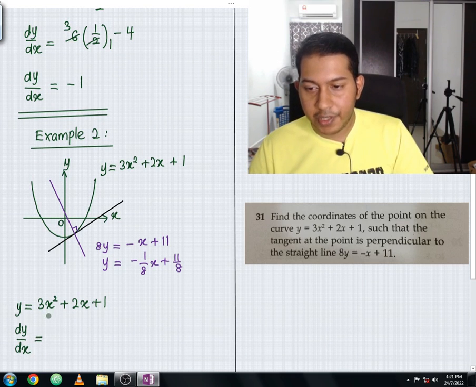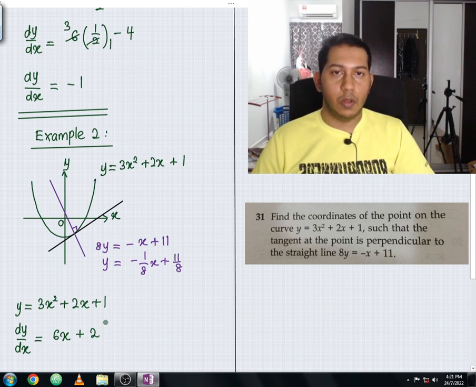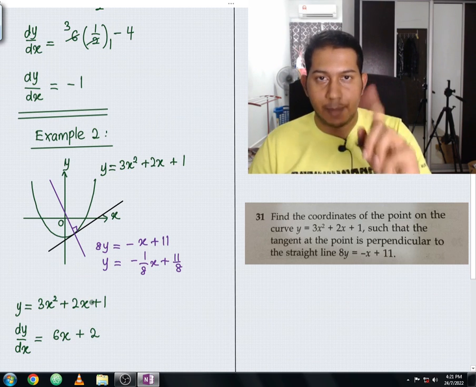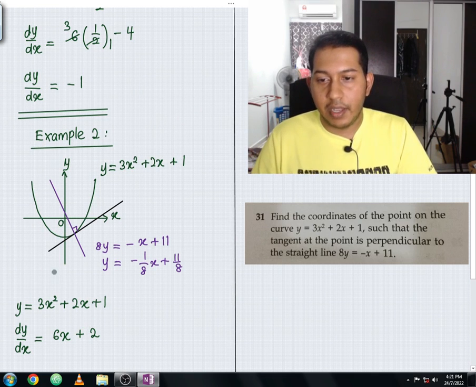So from here you differentiate y with respect to x. So from here you get 6x plus 2. Okay, so this is your very first step. So once you get this, the next thing is you need to find the gradient of the tangent.